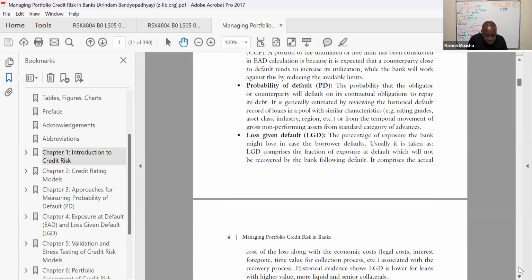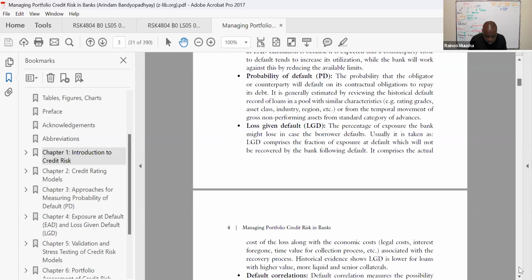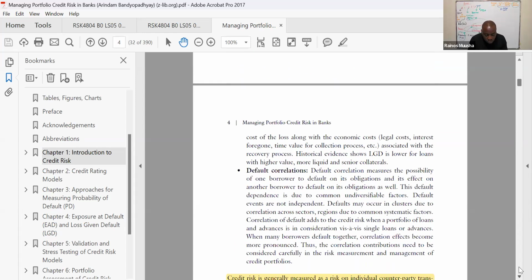Then there's also the loss given default. And here they say it is the percentage of exposure the bank might lose in case the borrower defaults. Usually it comprises the fraction of exposure at default which will not be recovered by the bank following default. It comprises the actual cost of loss along with the economic costs associated with the recovery process. So historical evidence shows the loss given default is lower for loans with higher value, more liquid, and senior collaterals as well.